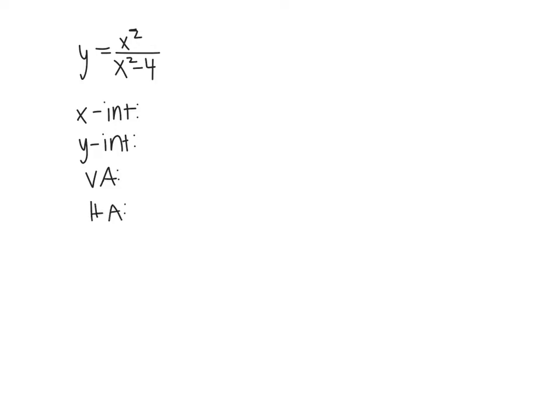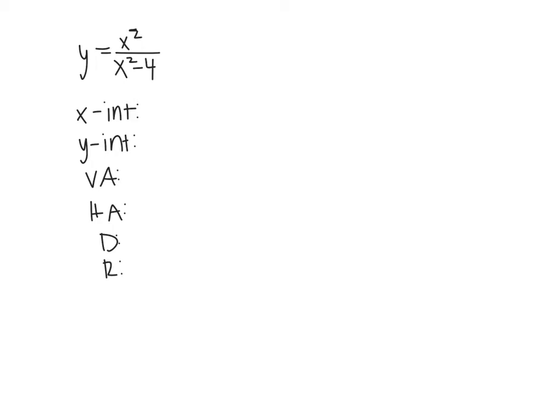So right now we're going to do one graphing example together. I want to graph y equals x squared over x squared minus 4. So we're going to graph it and then we're going to find everything you had to find in the video. So in the video you had to find the x-intercept, the y-intercept, the vertical asymptotes, the horizontal asymptotes, the domain, and the range. So we're going to find all of that.